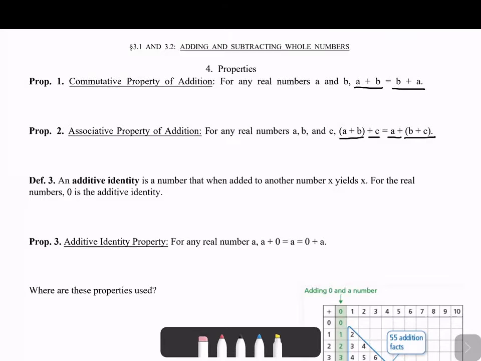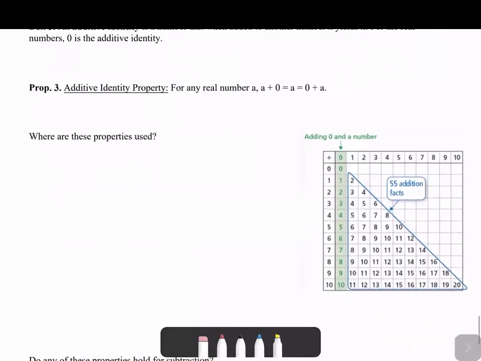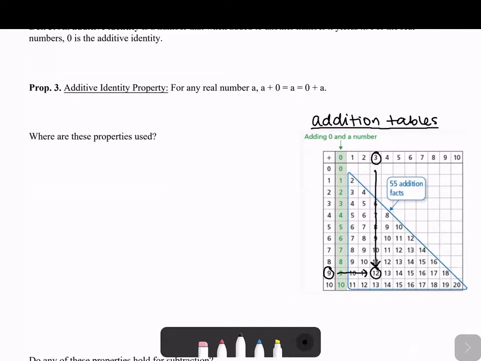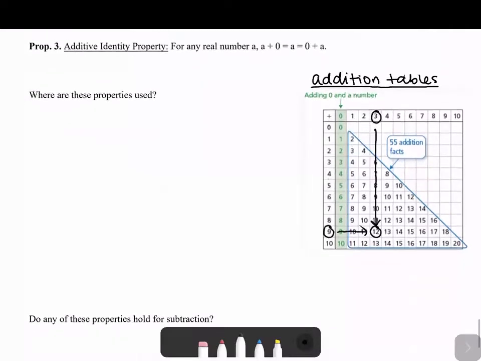So where are these properties used? First off, the commutative property is really useful in these addition tables. We have these addition tables, just like our multiplication tables, where we can look at 3, and we can look at the 3 column and the 9 row, and we can find that 9 plus 3 right here is 12. So we can see that 9 plus 3 is 12.